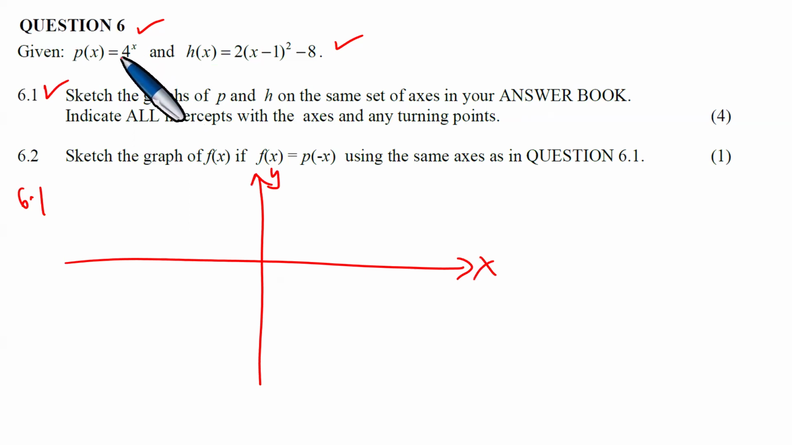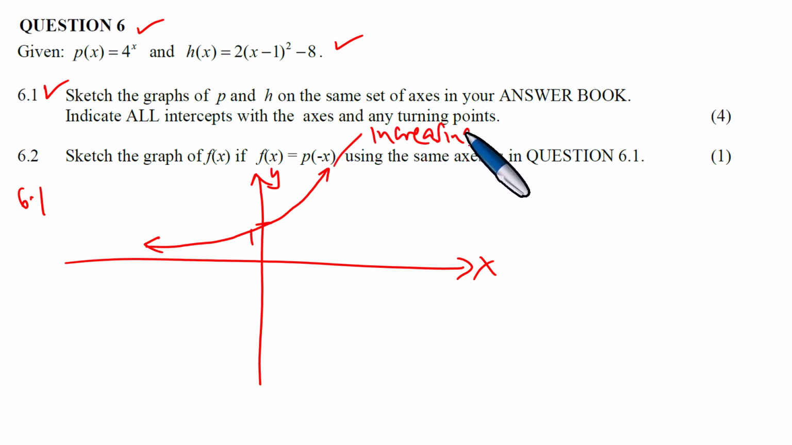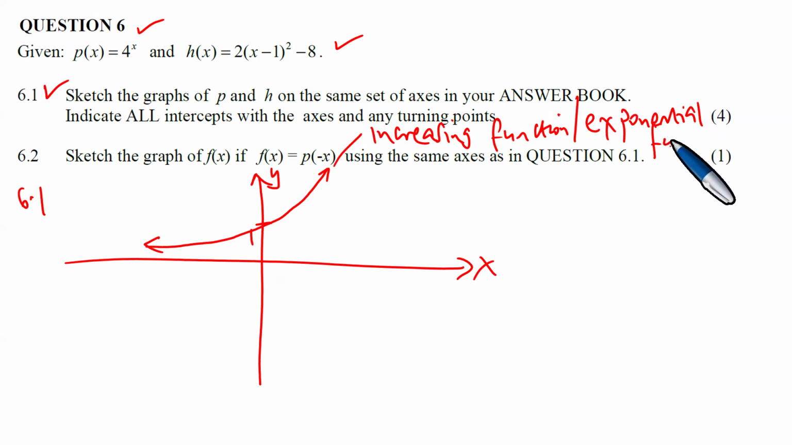The exponential function, this one here: if you put x equal to 0, you have 4 to the power 0, which is 1. So it's going to cut at 1 here. And it is said to be an increasing function. Not just an increasing function, it is an increasing exponential function. Something you need to take note of.